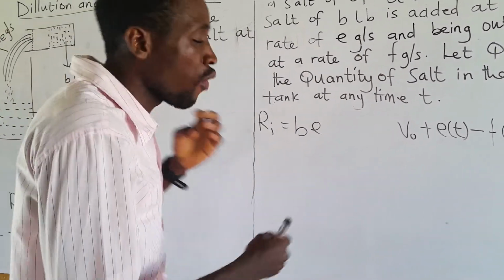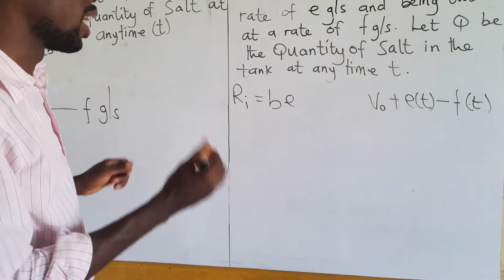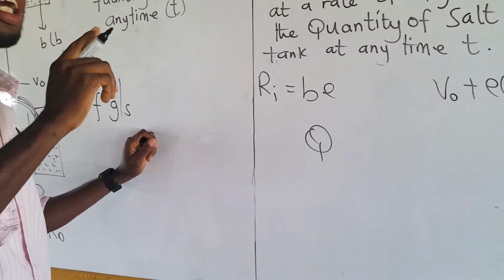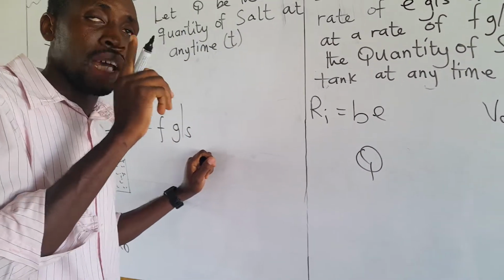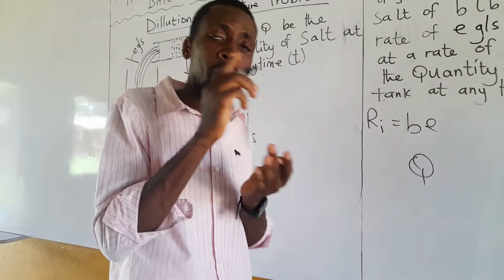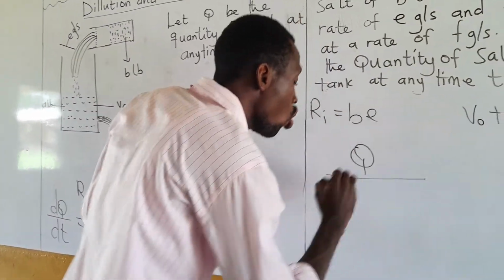Now, we have a quantity of salt, and this is the volume of salt solution. Then we can say that the quantity of salt that we have in the jar per gallon will be the total quantity of salt divided by the volume of salt solution.